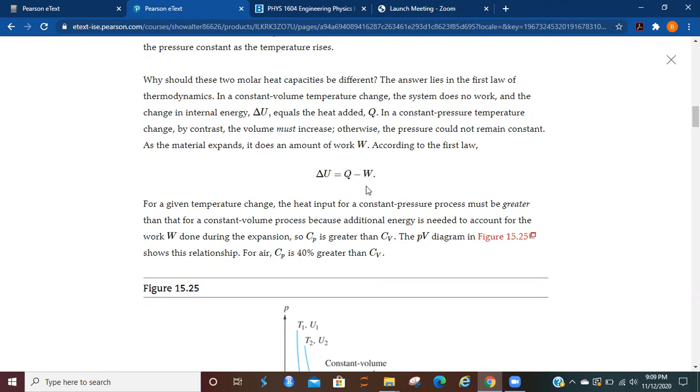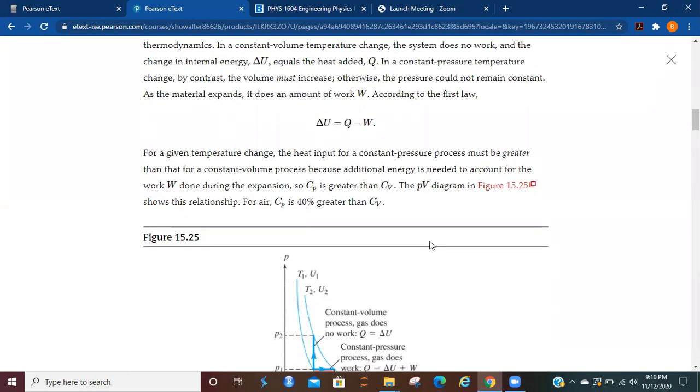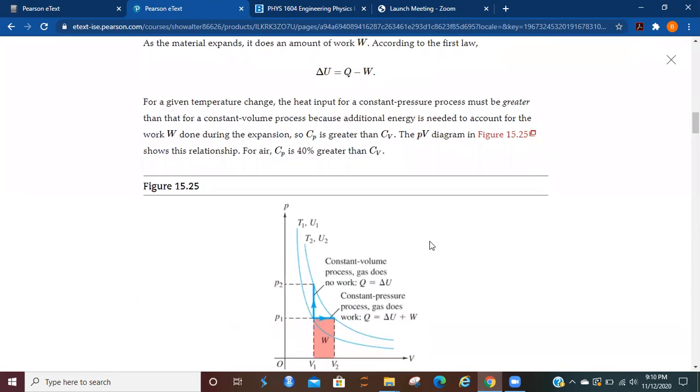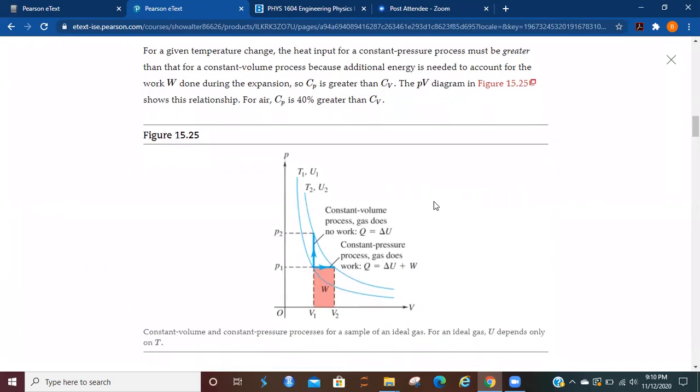As the gas expands, it does an amount of work W, and according to the first law, we've got this. So for a given temperature change, the heat input for a constant pressure process must be greater than for the constant volume process because additional energy is needed to account for the work done. So C sub P is going to be greater than C sub V. And you can see this is going to be the same description as what we'd had before.